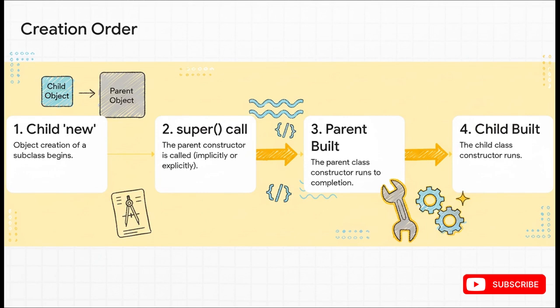Let's walk through the play-by-play. When you type new Child, the very first thing that happens, often invisibly, is a call to super. That call kicks off the parent's constructor. The parent object gets fully built first. Only after that whole process is complete does the child's constructor code finally get to run. The rule is simple. A child can't exist without a fully formed parent.